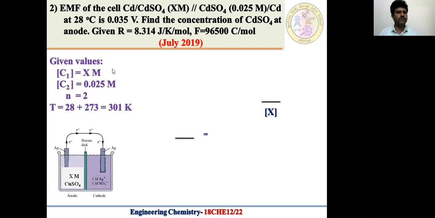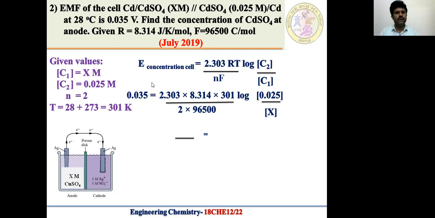The given values are: value of C1 to be determined, that is X; value of C2, the higher concentration, 0.025 molar; and value of N is equal to 2 because the valency of cadmium is +2. So 2 moles will be involved in the reaction. And temperature is 28 degrees Celsius. If we convert it into Kelvin, it becomes 301 Kelvin.